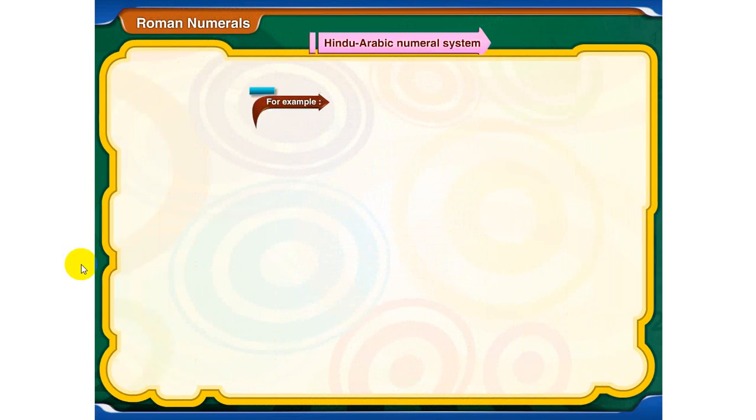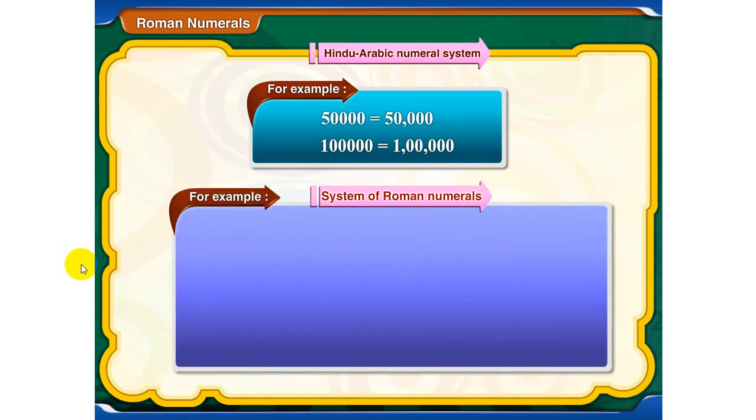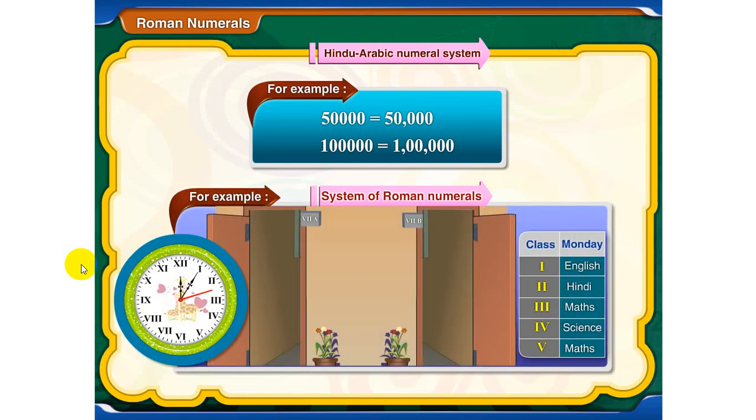Roman numerals. We have been using the Hindu-Arabic numeral system so far. This is not the only system available. One of the early systems of writing numerals is the system of Roman numerals. This system is still used in many places. For example, we can see the use of Roman numerals in clocks. It is also used in the classes in the school timetable, etc.